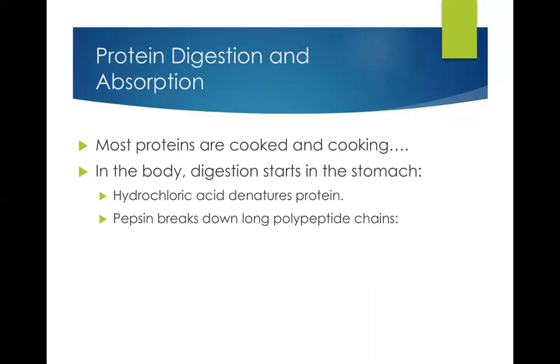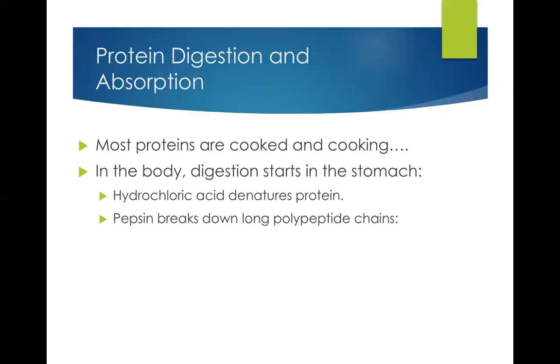So how do we start to digest these proteins? Just like we start to digest the carbs and the fats, we cook them. Cooking softens them, helps break them up, and then we chew them. Chewing them exposes the surfaces of proteins to enzymes, so when they hit our stomach, more surfaces are exposed. The most digestion of protein begins in our stomach, and that starts with hydrochloric acid. Hydrochloric acid can denature protein, and pepsin will break down long polypeptide chains into shorter polypeptides or single amino acids.